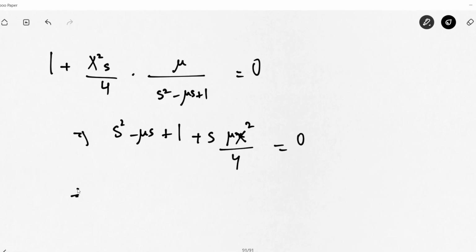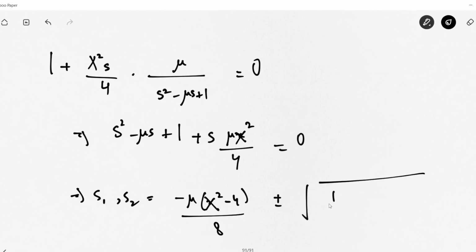The eigenvalues of the system s1, s2 will be equal to minus mu times (x square minus 4) divided by 8, plus minus under root of 1 by 64 mu square (x square minus 4) square minus 1. Fine, so this is minus b plus minus root of b square minus 4ac divided by 2a. So we are getting this thing.